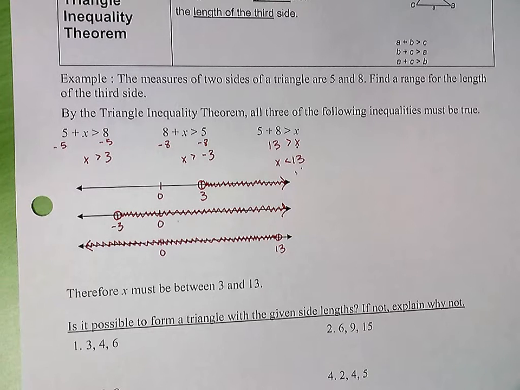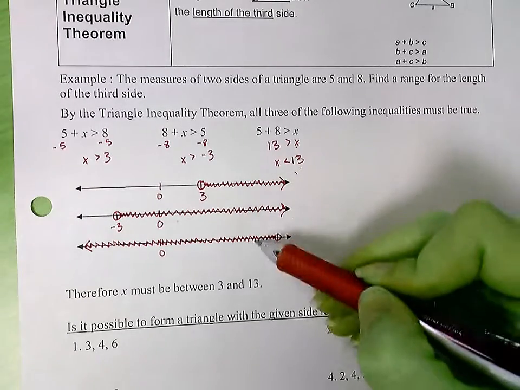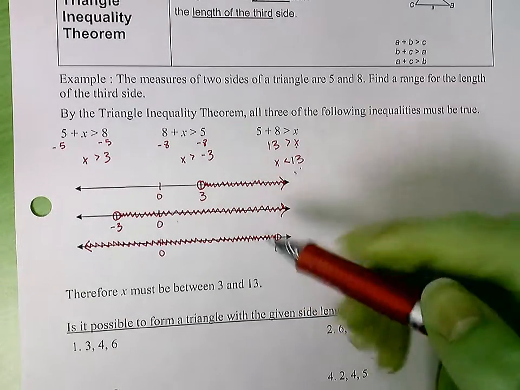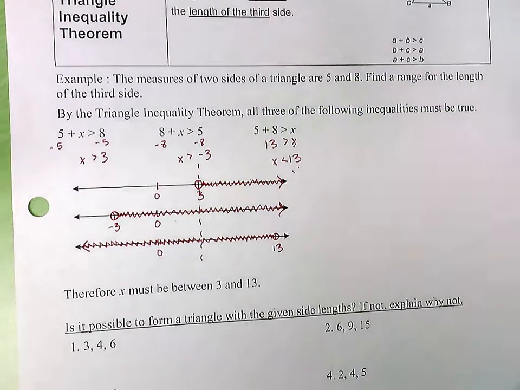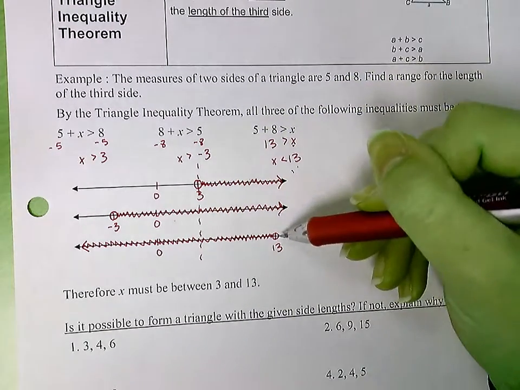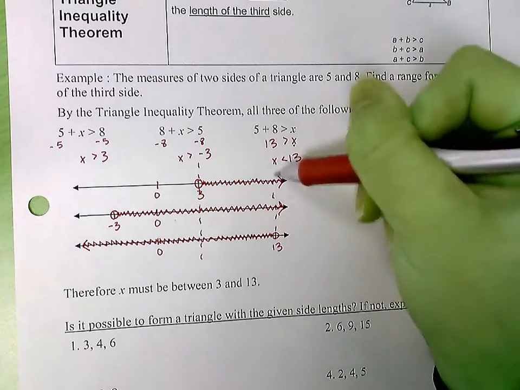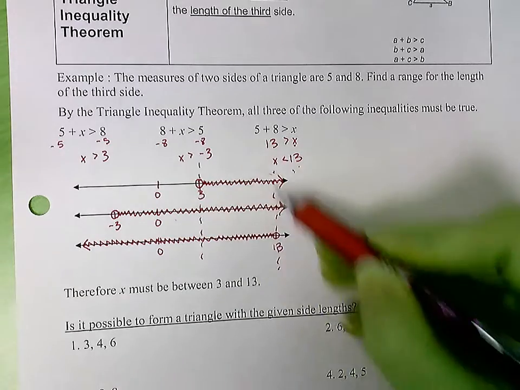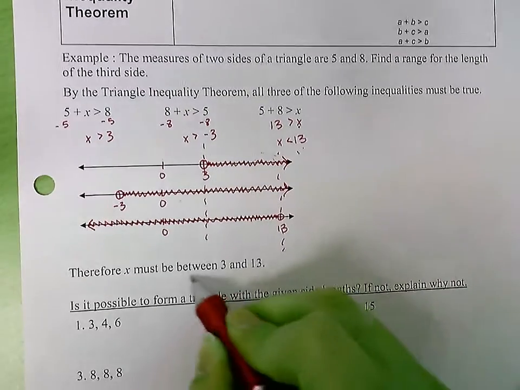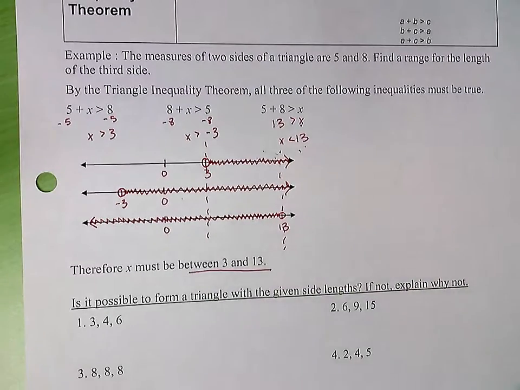All right, so with this, I need to find the range where all of these overlap, where we have a shaded line for all three. Okay, that cuts off right here and over here, right? So my range for that side is going to have to be between 3 and 13.